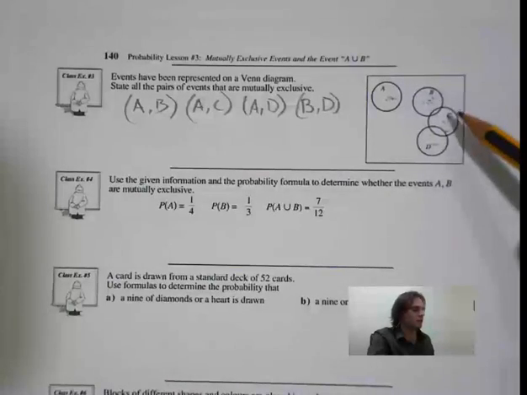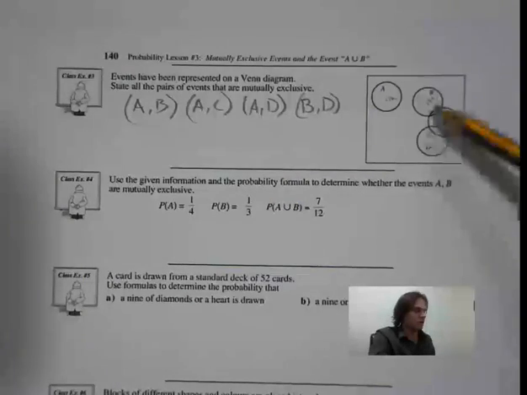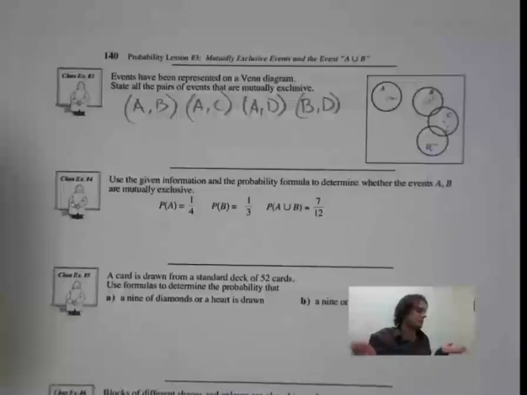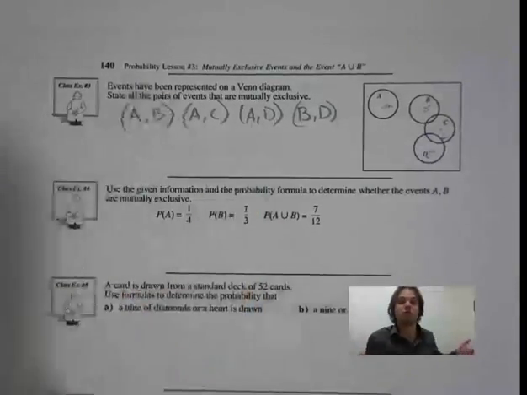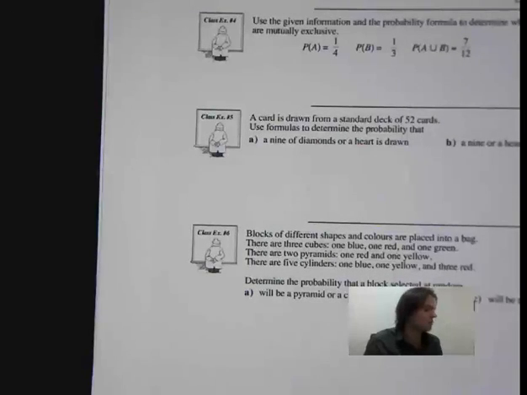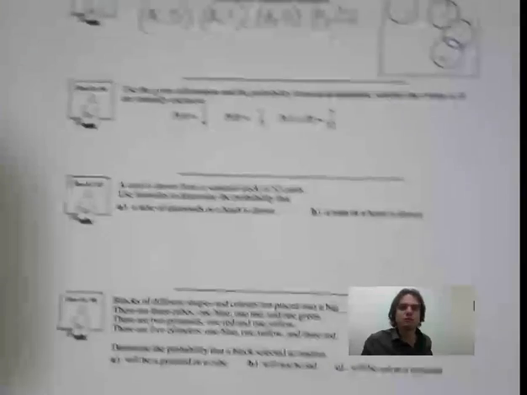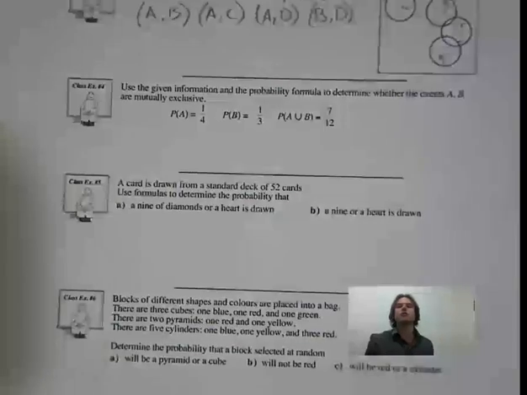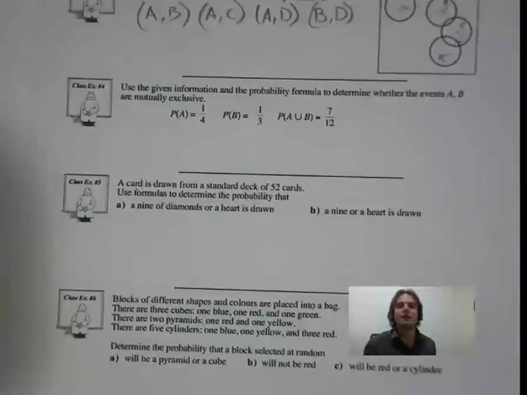Alright, now let's take a look at the next one. And then we just have B and D because C is in D. So that's it. Those are all my mutually exclusive. Here's the next one. Use the given information and the probability formula to determine whether the events A and B are mutually exclusive.